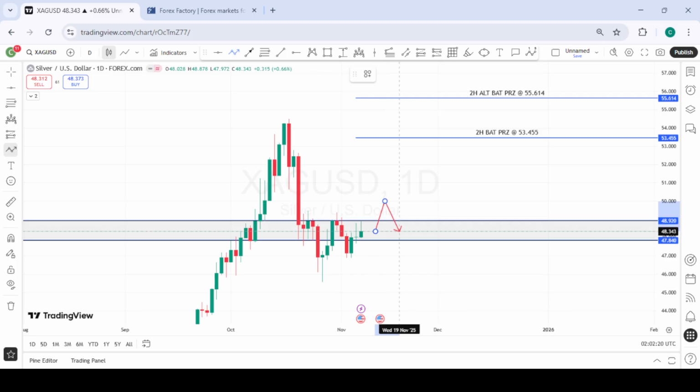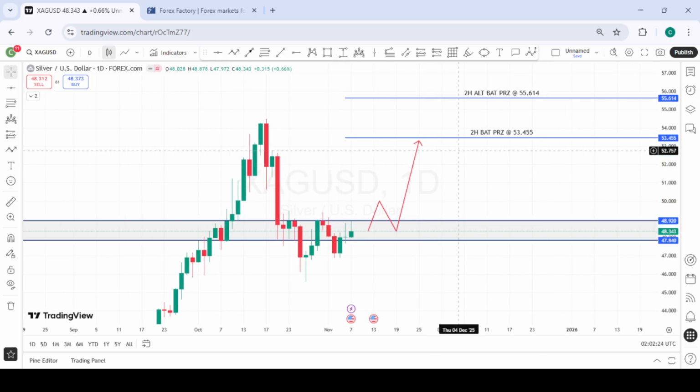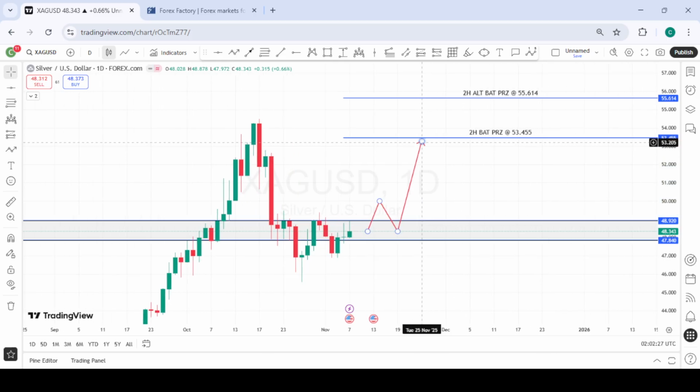Price comes for a retest, and we look out for buying opportunities to the upside to target this first target, or this as our second target. So let's be on the lookout for this position on silver for the coming week.